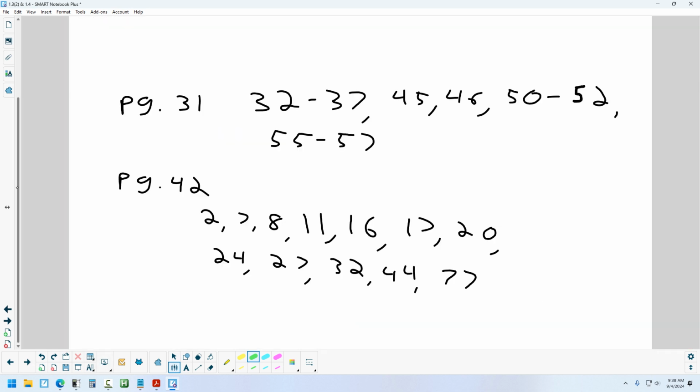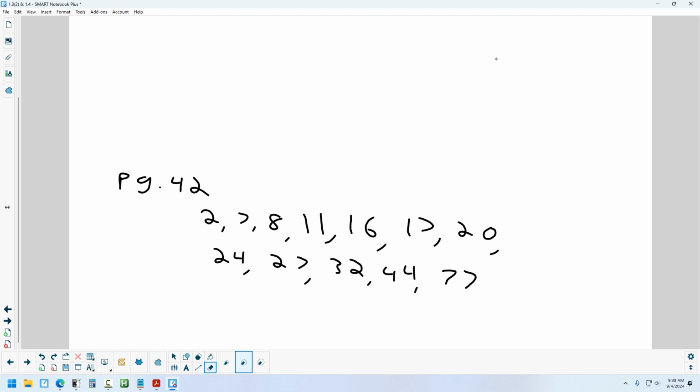All right, so you already did page 31. So the homework tonight is on page 42. I think it's roughly 12 questions. So 2, 7, 8, 11, 16, 17, 20. And then 24, 27, 32, 44, and 77.